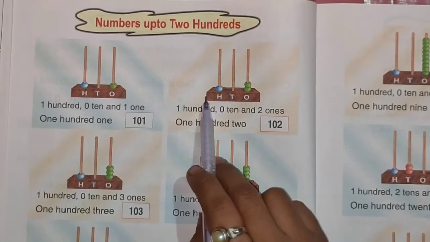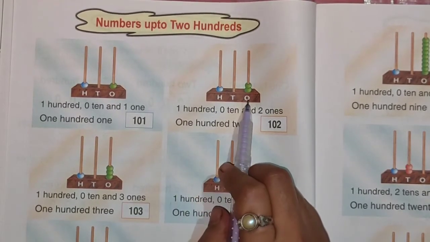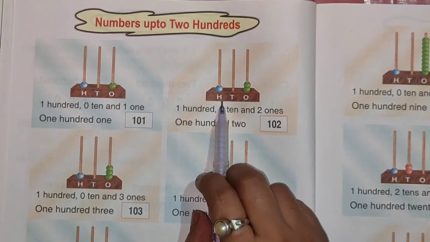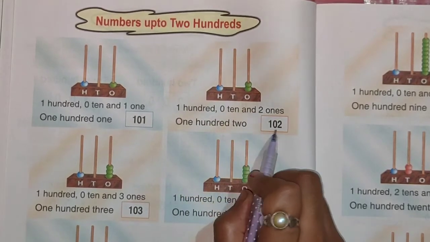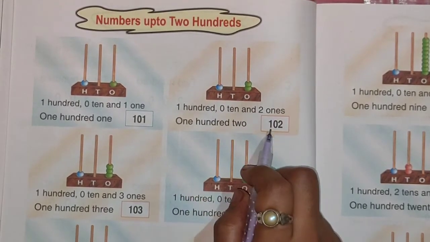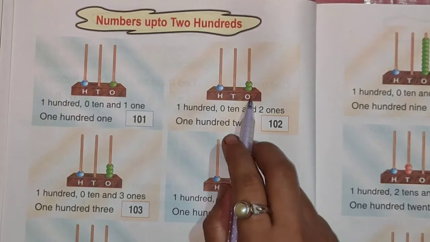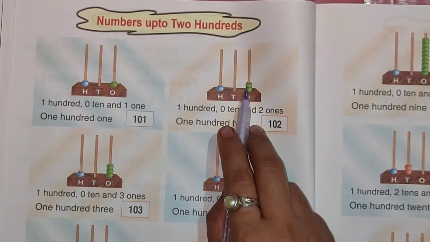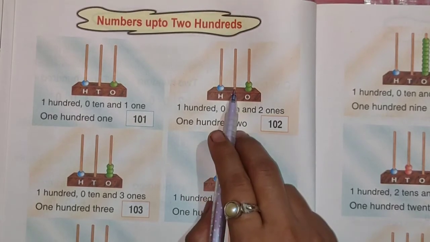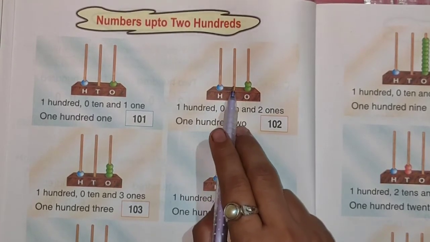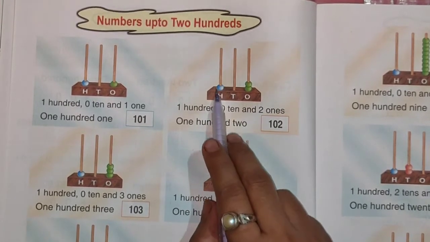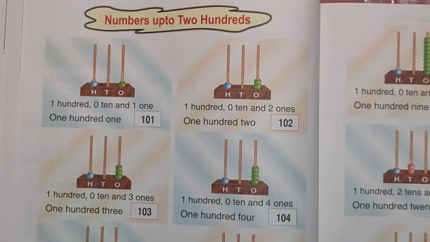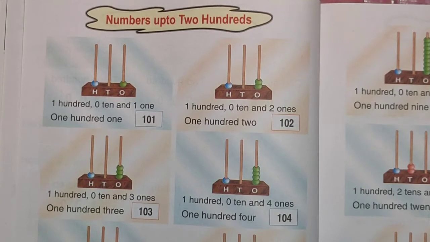In this abacus, there are 3 columns. First column is ones, second column is tens, and third column is hundreds. So, in this abacus, this number is represented. So, 102. 2 ones, so we need to draw 2 beads in ones, and 0 tens. So, we do not draw any beads in tens, and 1 is in hundreds. That is, we need to draw 1 bead in hundreds. So, you will read this number name by yourself.